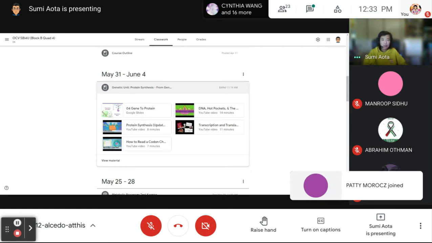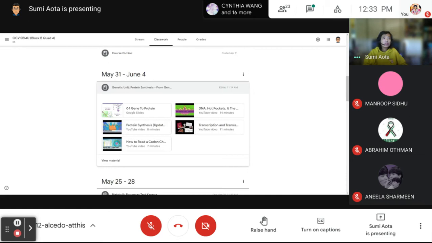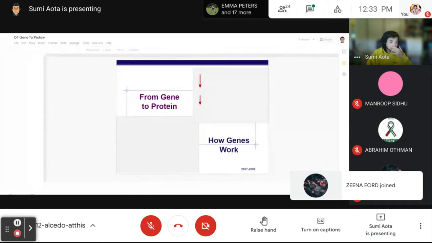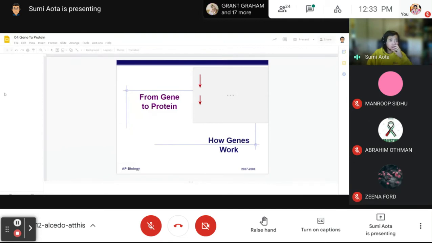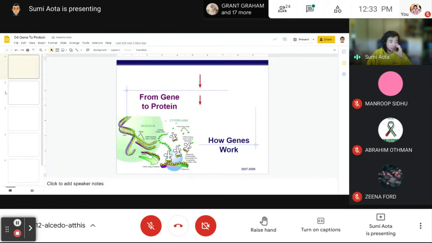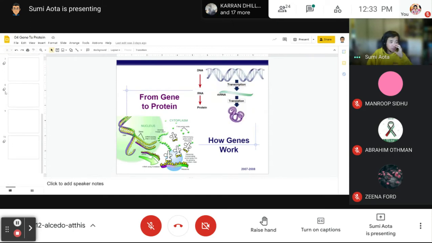Okay, I guess we can get going. So what we're looking at today is May 31st to June 4th, and we're going to be looking at protein synthesis, so going from genes to proteins. This one's a long one. It will probably take 2.5 days to cover, because it's 43 slides total. This is going to take a bit of time to get through.